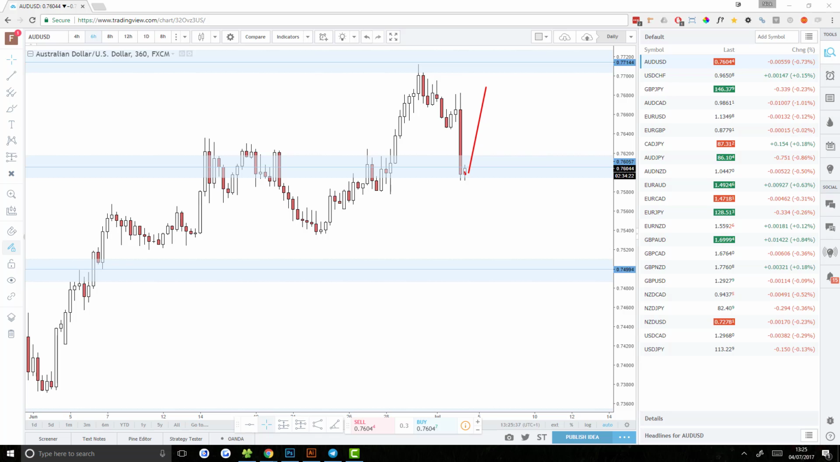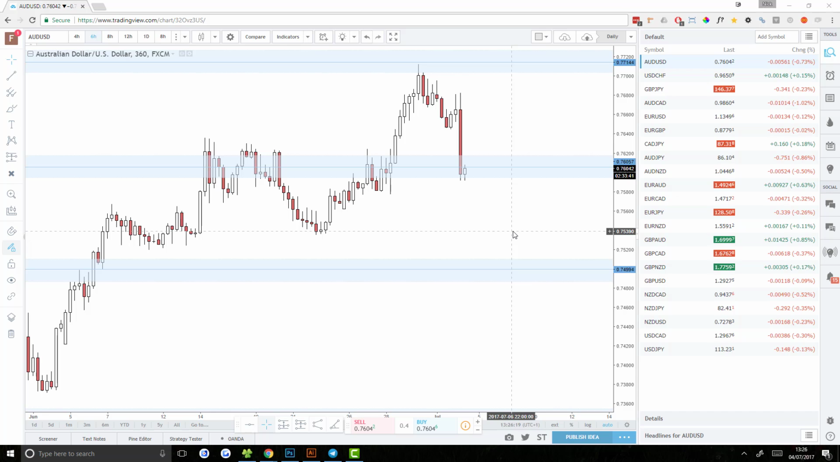The good thing about that is that these news-based moves are often short-lived. So what will happen with these news-based moves is they'll come down to a support area or up to a resistance, they'll stall, and then they'll go back up to where they started. So if that's going to happen here, that's going to give us quite a nice little trade.